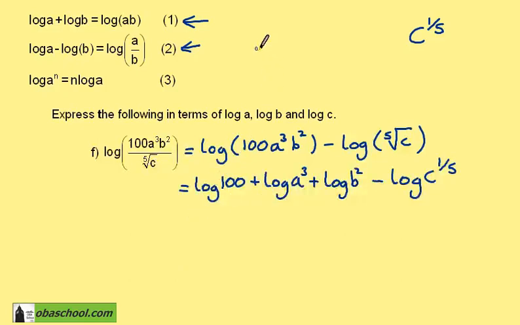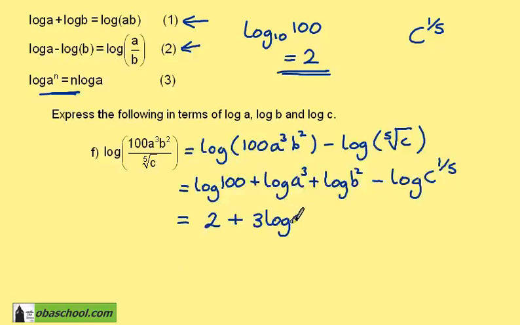Log 100 we've discussed before. Log to the base 10 of 100 is the same as 2, and we discussed this in the introduction to logarithms. So this is 2. Then using this, we get 3 log a and 2 log b. Take away 1/5 of log c.